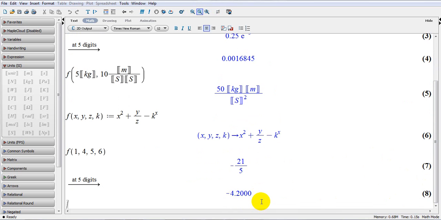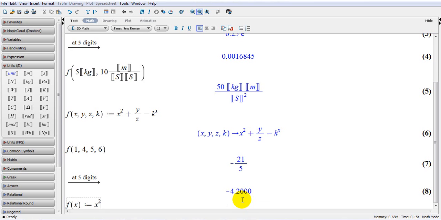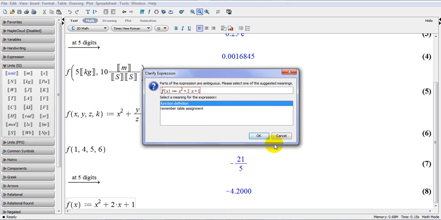Now let us start by actually entering a real function. So f(x) equal to x square plus 2 multiply, so shift 8, x plus 1. This is a function.